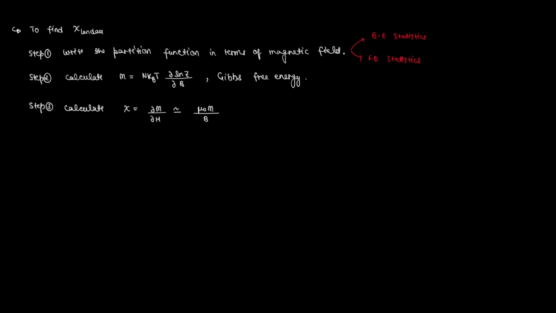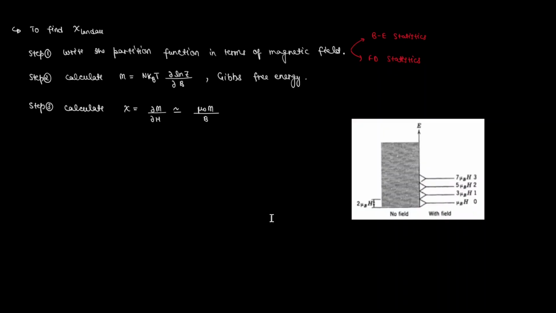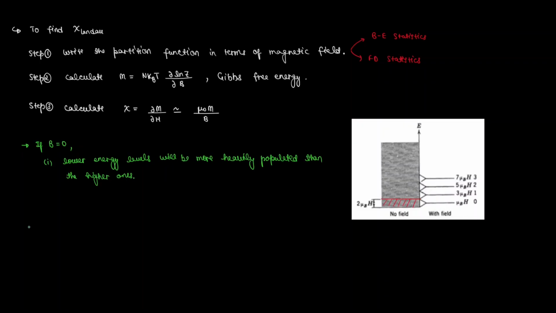Now it is instructive first to assume the Boltzmann statistics. Here let us try to understand how the negative value of susceptibility will arise in this situation. You must remember that in the absence of magnetic field, the lower energy levels will be more heavily populated than the higher ones. Consider this group of electrons that occupies a given Landau level when the field is applied. Now without a field, the mean energy of these electrons will be somewhat less than the energy of the Landau level.